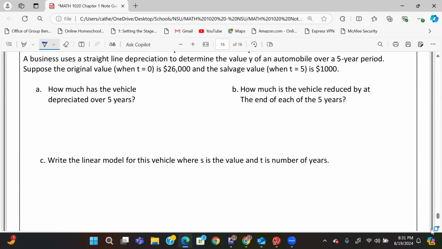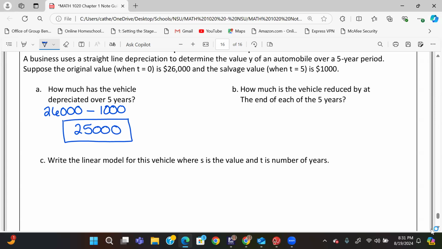How much has the vehicle depreciated over the 5 years? So think about it. How much value has it lost? So it was originally worth 26,000, and at the end it was only worth $1,000. So it's lost $25,000 worth of its value. So that's over a 5-year period.